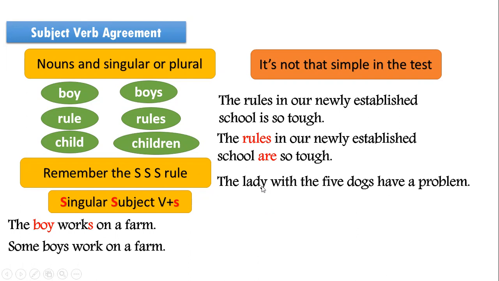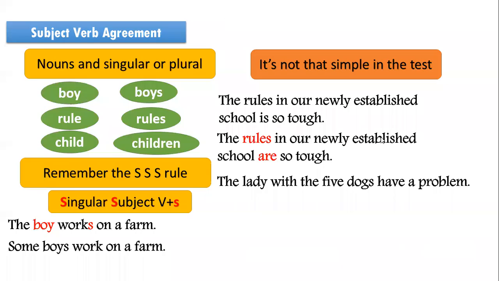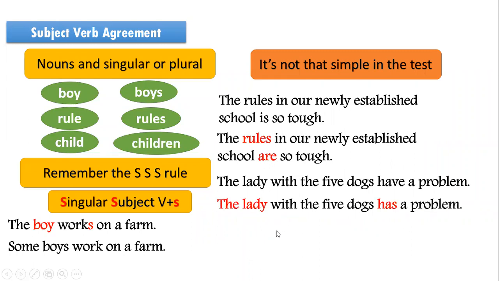Right. How about this one? The lady with the 5 dogs have a problem. Is this sentence correct? All right, shabab, this sentence is incorrect, and the correct sentence should be like this: The lady with the 5 dogs has a problem, because the lady here is my subject, not the dogs. The dogs are not those who have a problem. No, the lady is the one that has a problem.